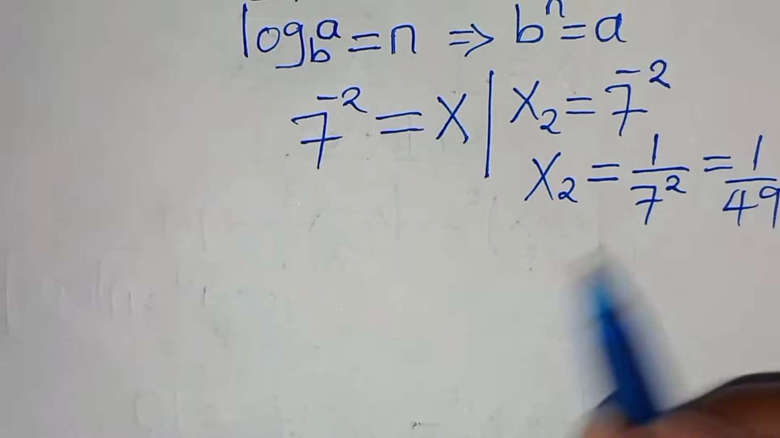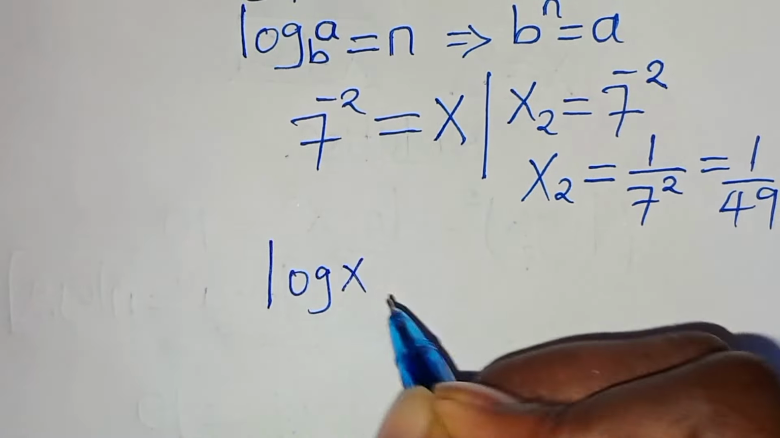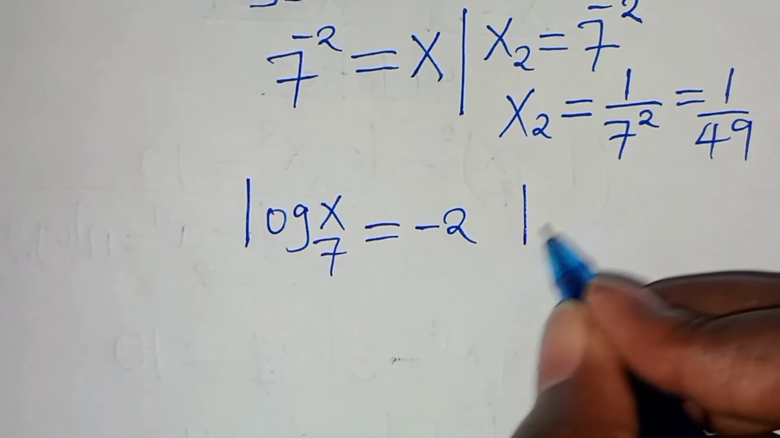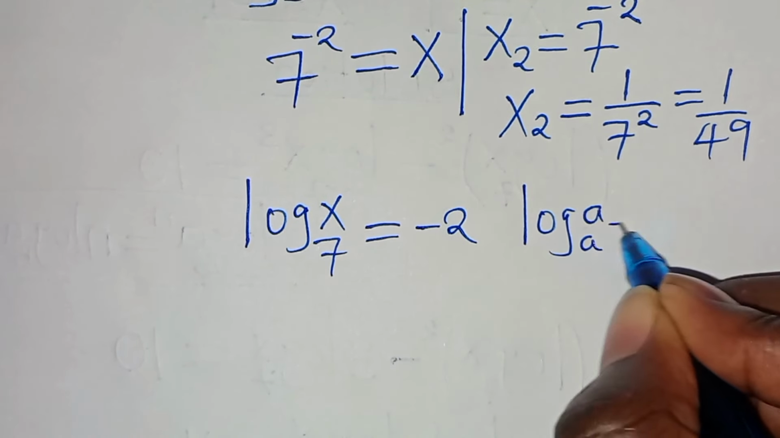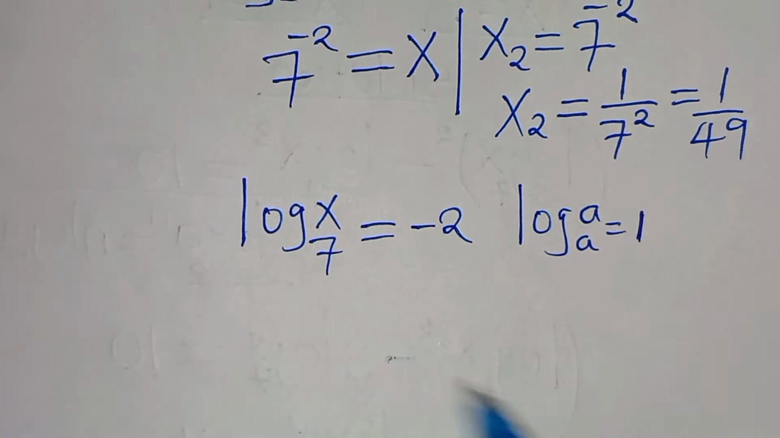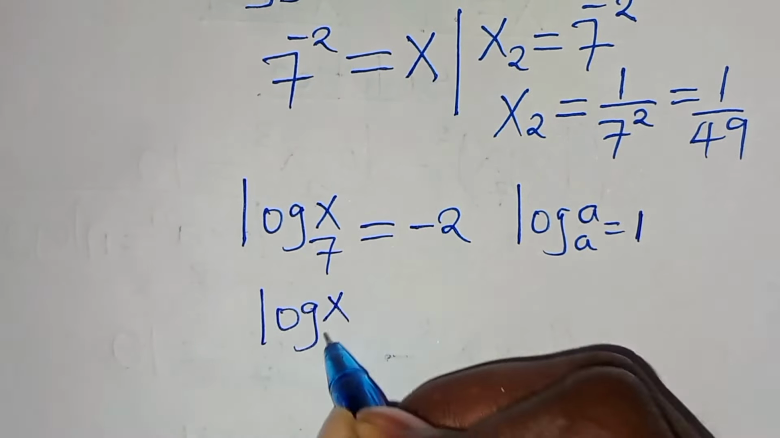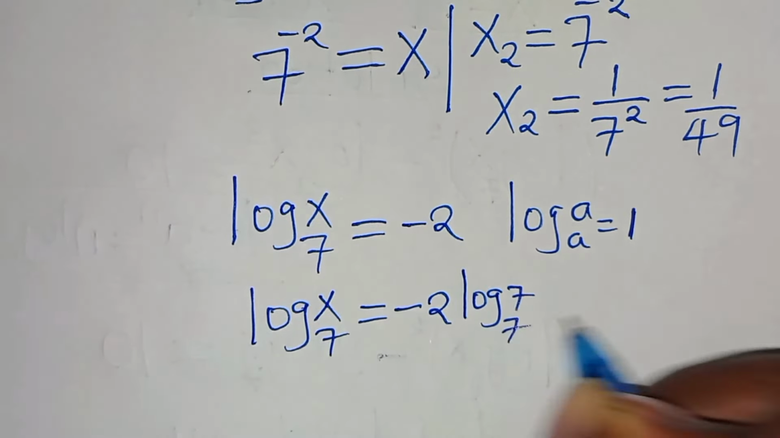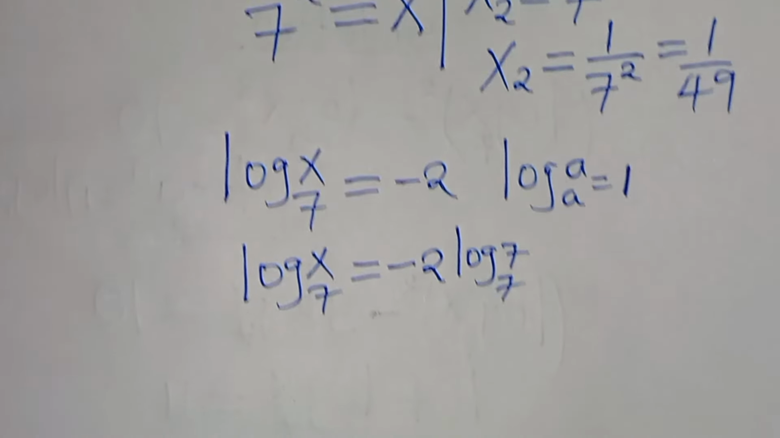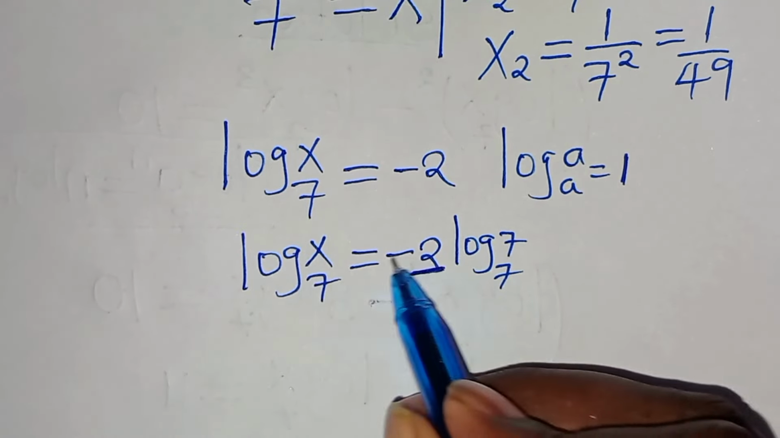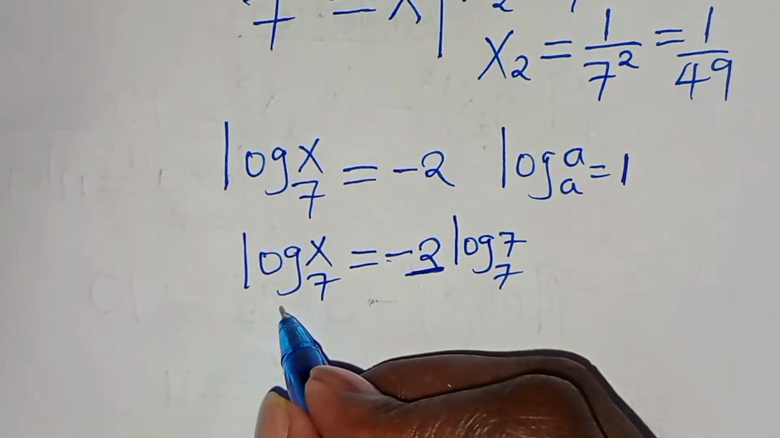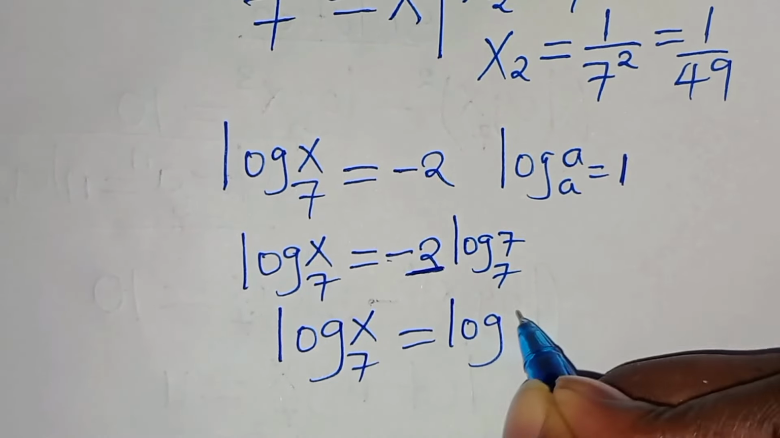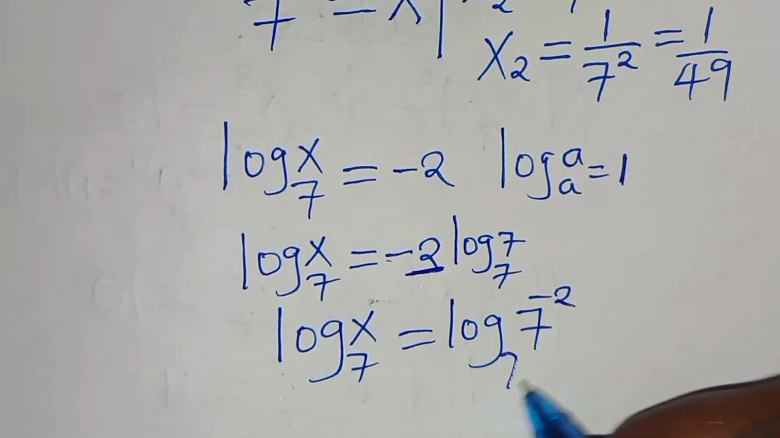The second way to solve for this value of x, we have log x to base 7 equal to minus 2. Now, if you recall, we have log a to base a, this is the same thing as 1. So we can introduce on the right-hand side log 7 to base 7. And this implies that minus 2 becomes the power here. So that now we can write this as log x to base 7 equal to log 7 to the power of minus 2 to base 7.